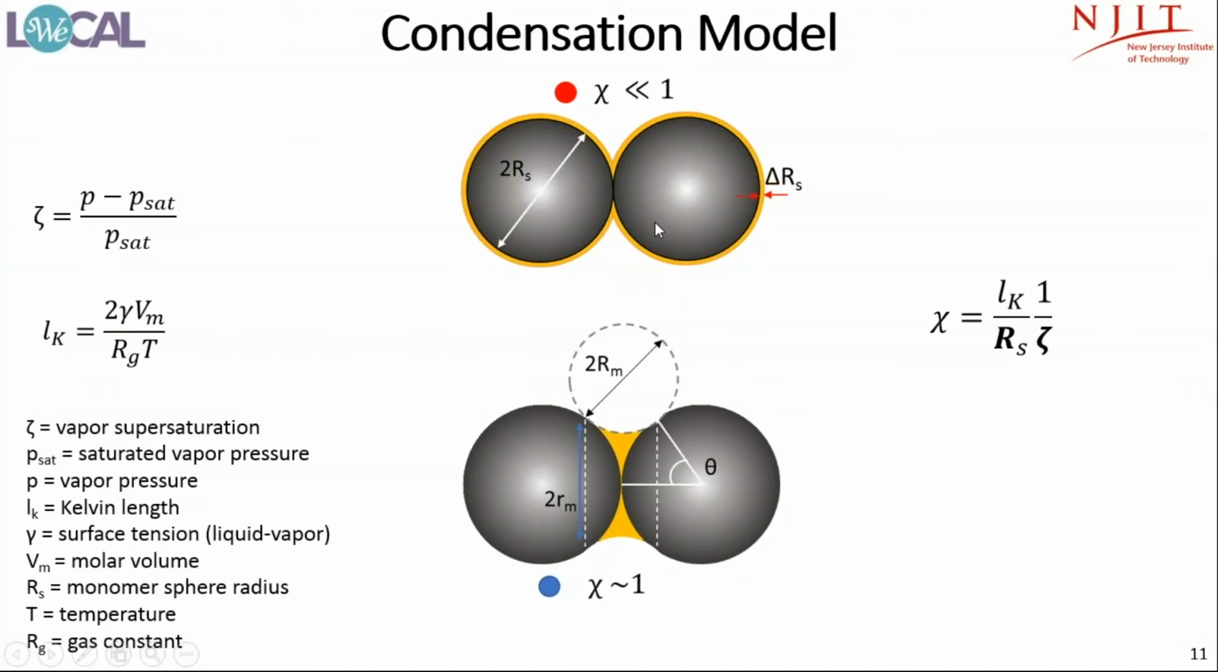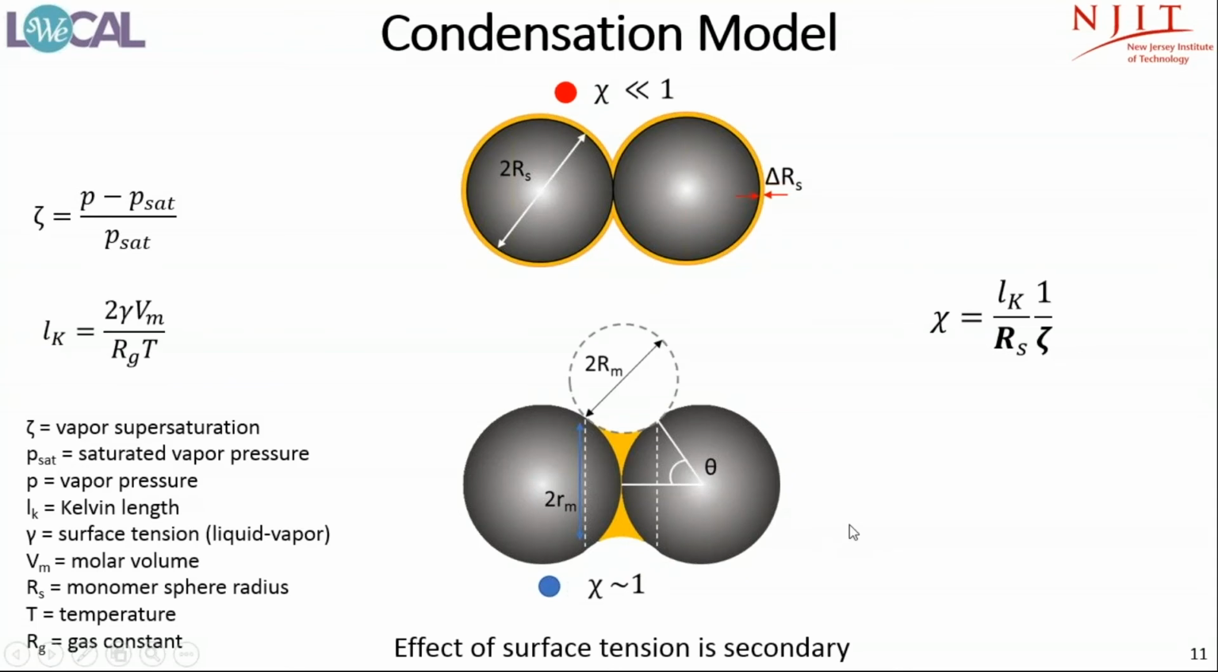This model basically checks the competition between one kind of condensation behavior versus the other. Both distributions are dependent on a parameter we call chi. And chi is a function of what we call the Kelvin length, described here, the radius of the tiny sphere, and the vapor supersaturation of the material. What we see is that chi is much lower than 1 if the material is not volatile, and it's close to 1 if the material is volatile.